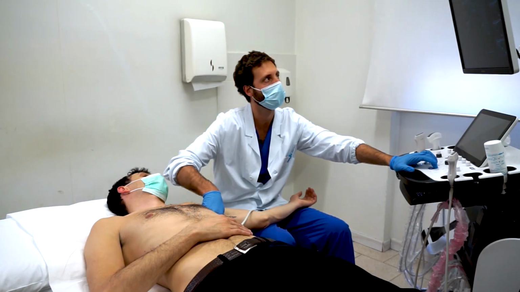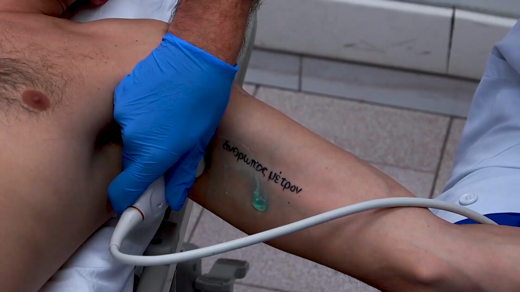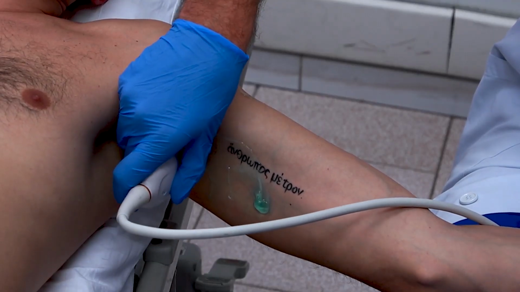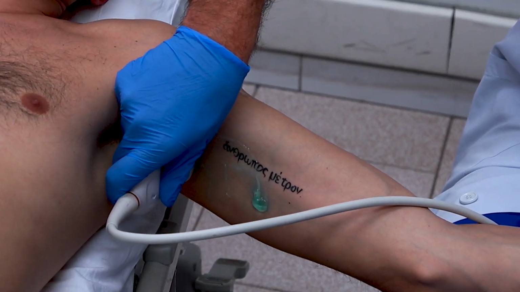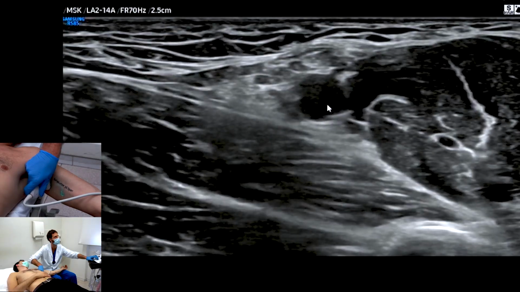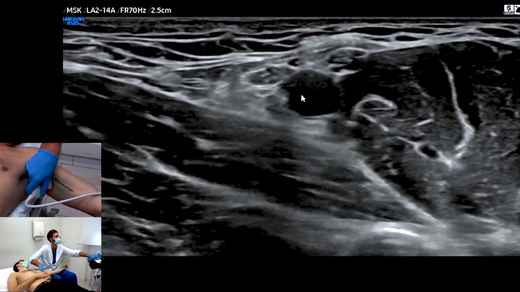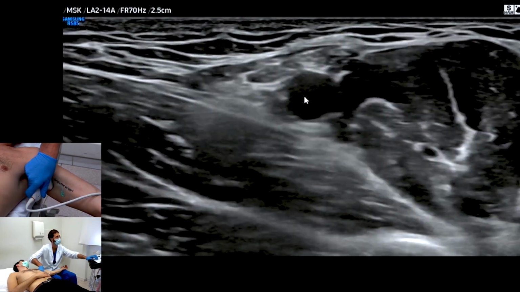And now let's move to the live demonstration that will be performed by Dr. Domenico Albano. To image the radial nerve, we should start our examination from the axilla, placing the probe in the short axis to search for our anatomic landmark, which is always the brachial artery.